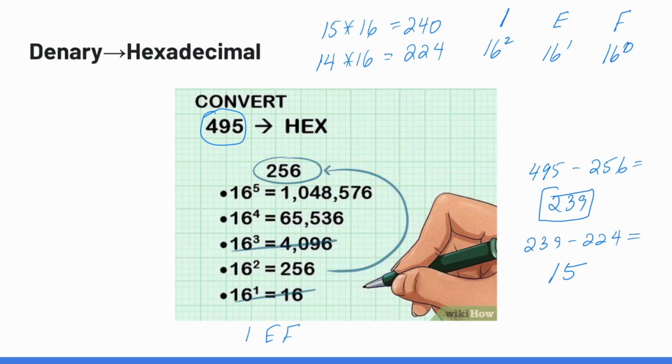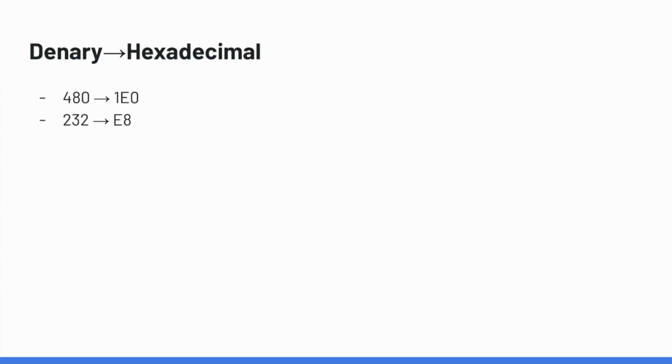So basically it's the same logic as we did for binary, just a little bit different because we have more values than 1 and 0 to work with. But just to make sure you get it, let's look at some other examples. Let's say we want to convert 480. Let's write out our values. Remember, 16 to the power of 2 is 256. If we do 2 times 256, that's going to give us 512, which is still too much. So this is probably just going to be a 1 right here, which means we have 256.